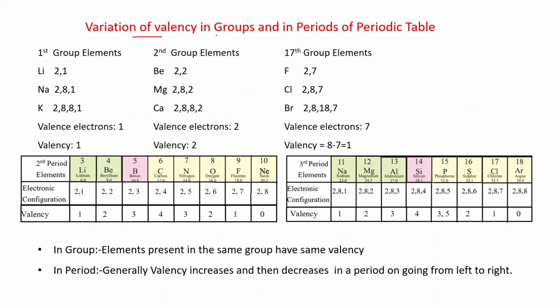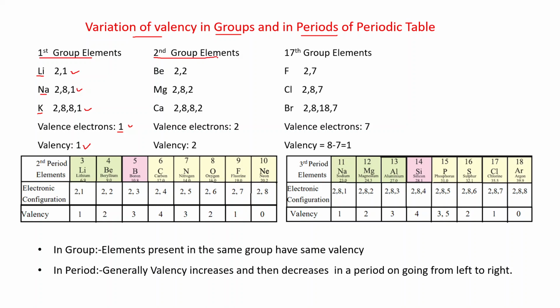Variation of valency in groups and in periods of the periodic table. First see groups. These are some first group elements: lithium, sodium, potassium. The electronic configuration of lithium is 2, 1, sodium is 2, 8, 1, potassium is 2, 8, 8, 1, and from these electronic configurations we can find the valence electron, that is 1. That's why valency of group 1 elements is 1.